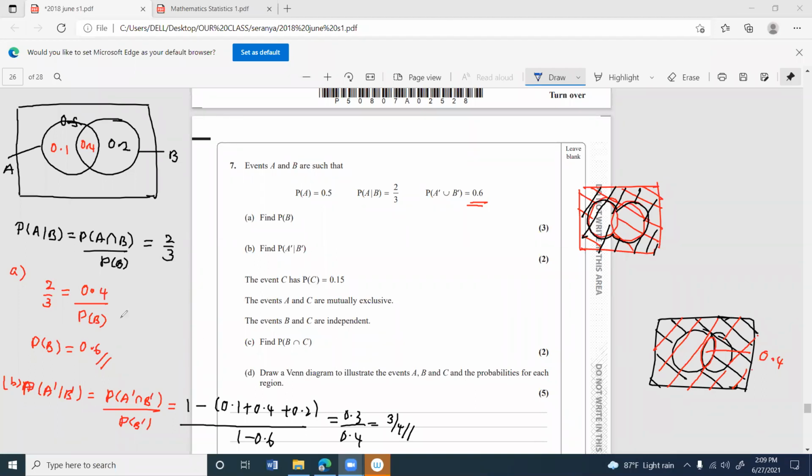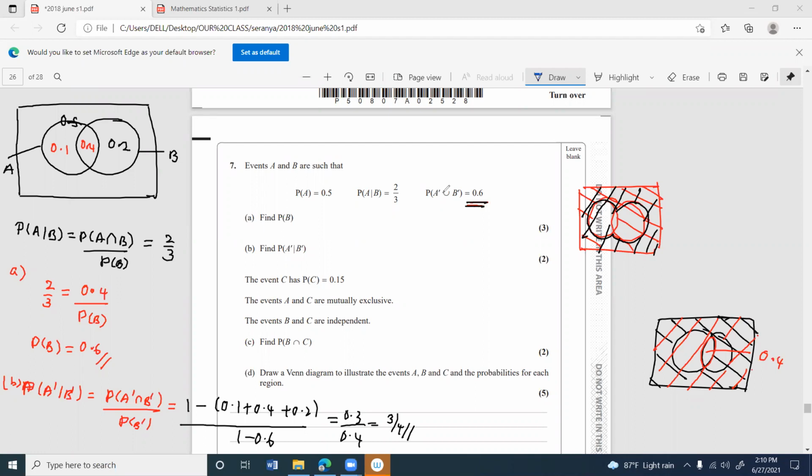You repeat with this; that is how you need to do it. So initially, P(A) is 0.5, which means this region is 0.5, the addition of these two. A given B is 2 over 3, therefore it is A intersection B divided by P(B). So 2 over 3 is A intersection B. How do you get the A intersection B? From this information by repeating.